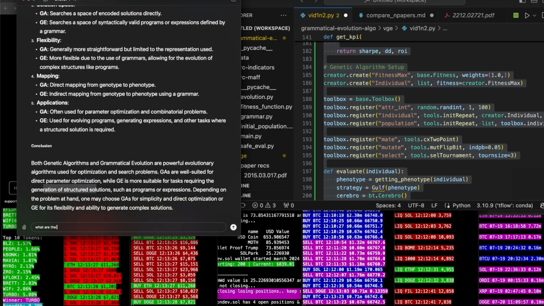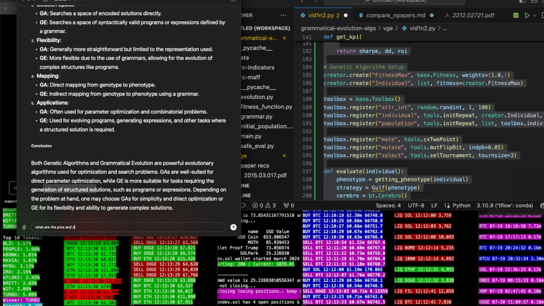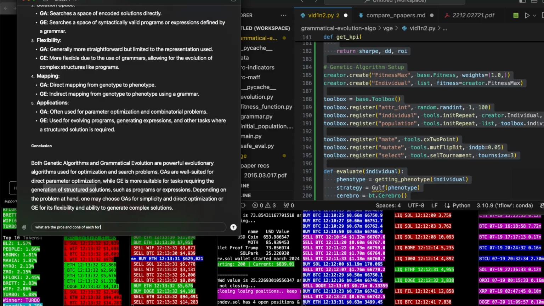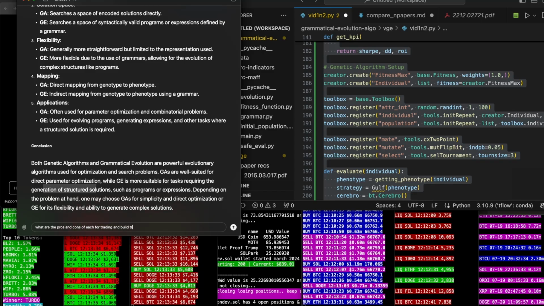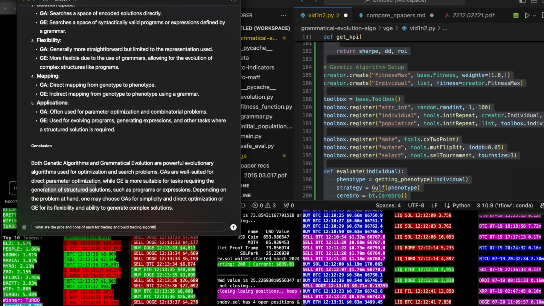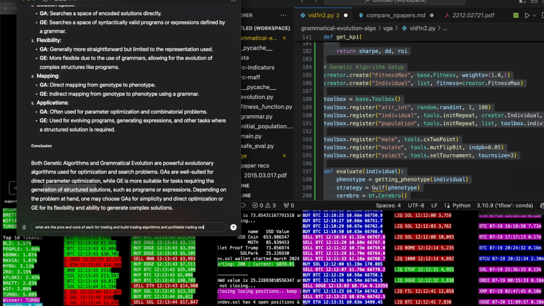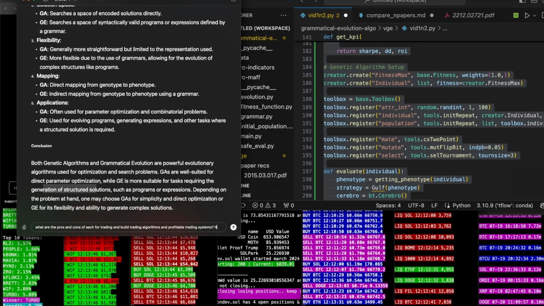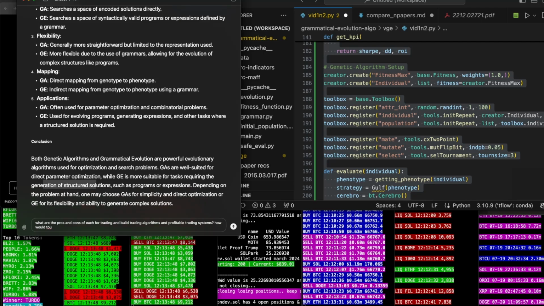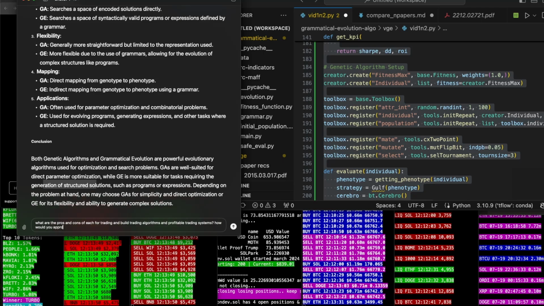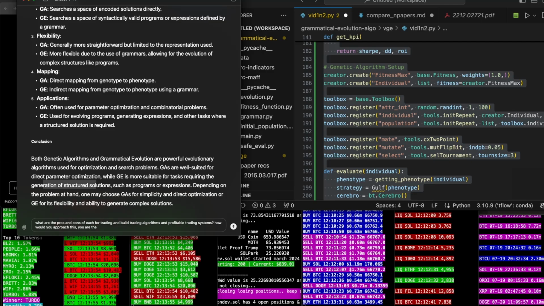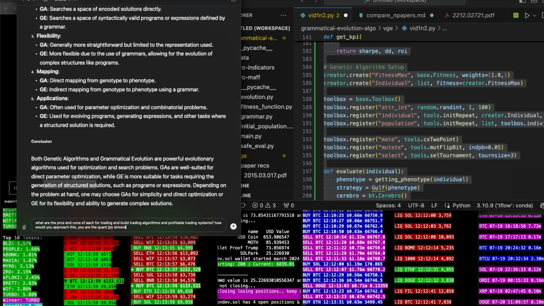What are the pros and cons of each for trading and building trading algorithms and profitable trading systems? How would you approach this? You are the quant Jim Simons. Why not?